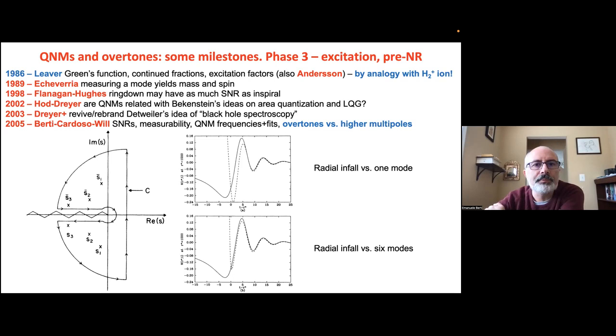And later on, there was a bunch of heuristic work that was done before numerical relativity, pointing out that maybe there could be enough signal-to-noise ratio in the ringdown to make it observable. And in a paper in 2005, we tried to quantify the signal-to-noise ratios, the measurability, fit the various quasi-normal modes, and understand whether it would be more convenient to look at the overtones or the higher multipoles.